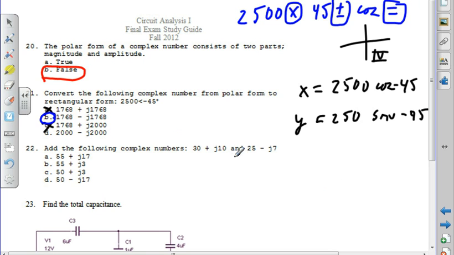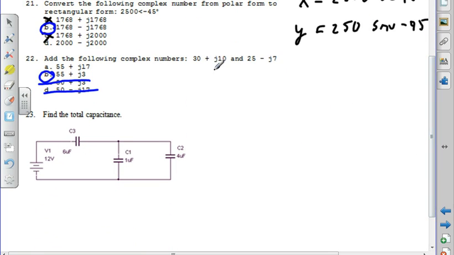Add the following numbers. 30 and 25 is 55. So it can't be this one and it can't be that one. 10 minus 7 is 3. The answer is B. So when I'm in rectangular form, I add the real numbers and I keep them together. I add the imaginary numbers and I keep them together. I'm all set.